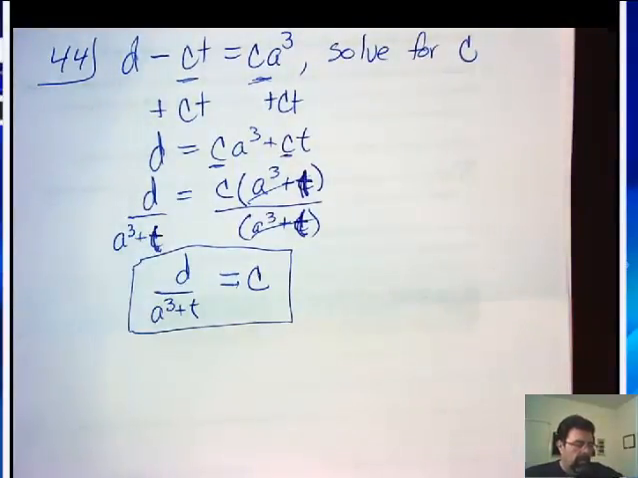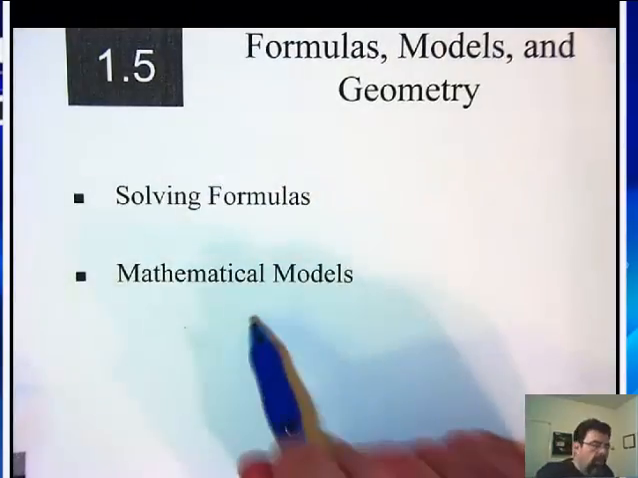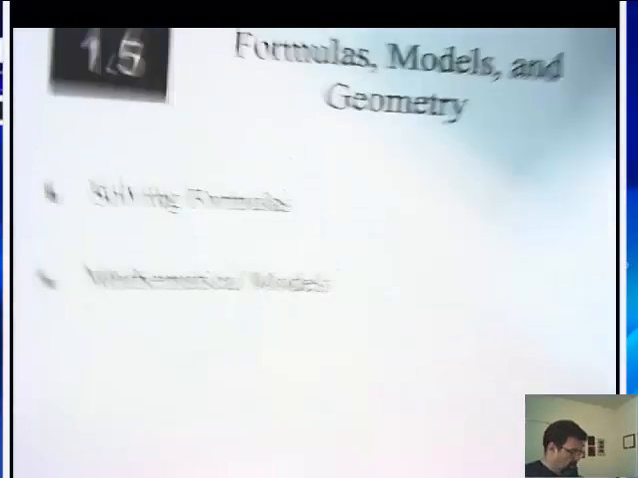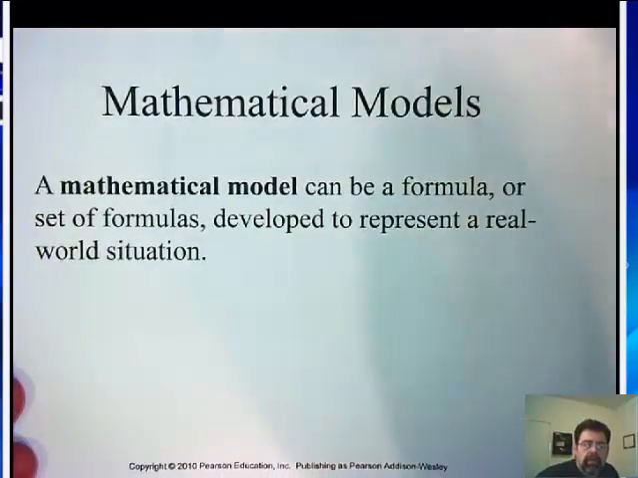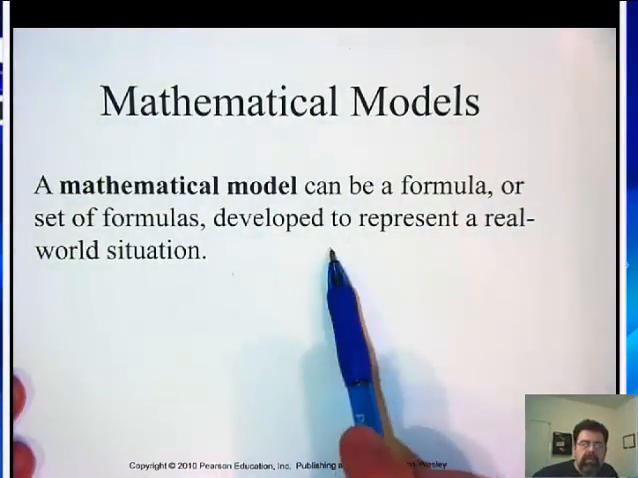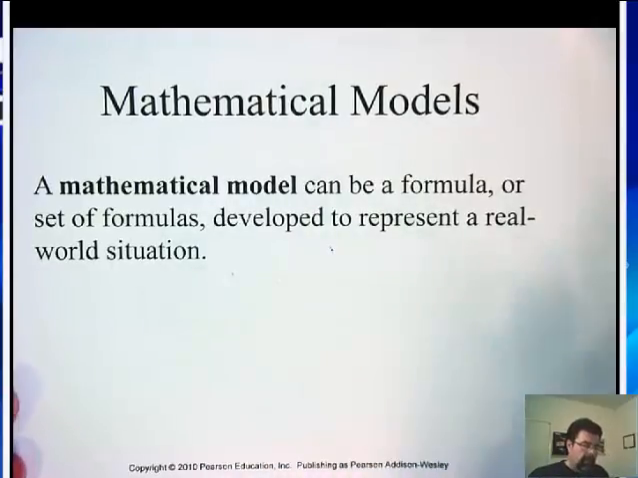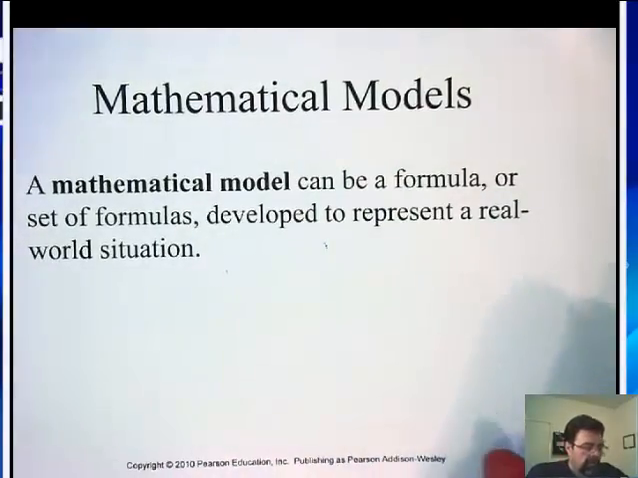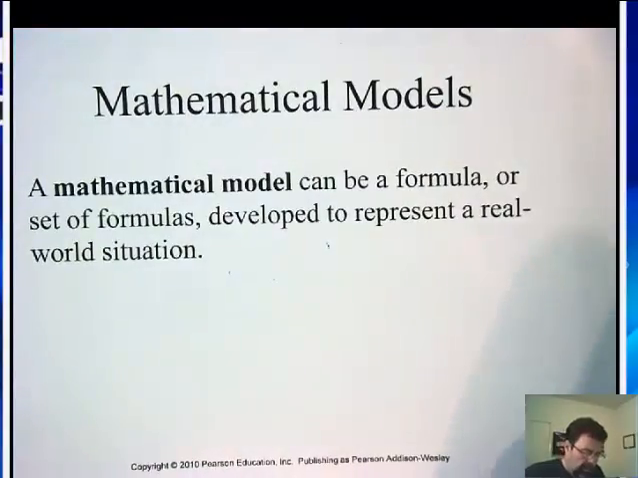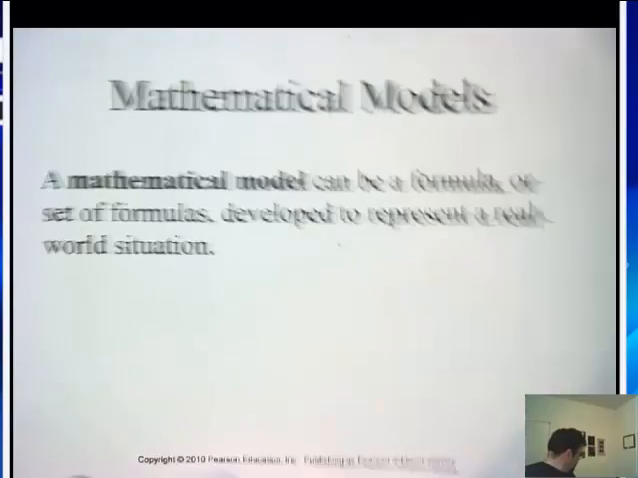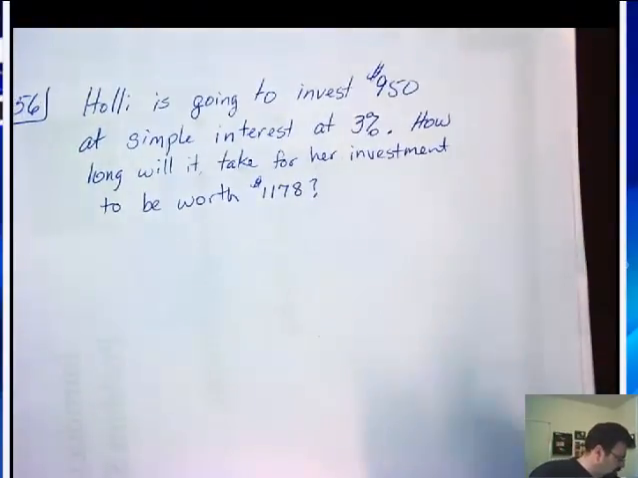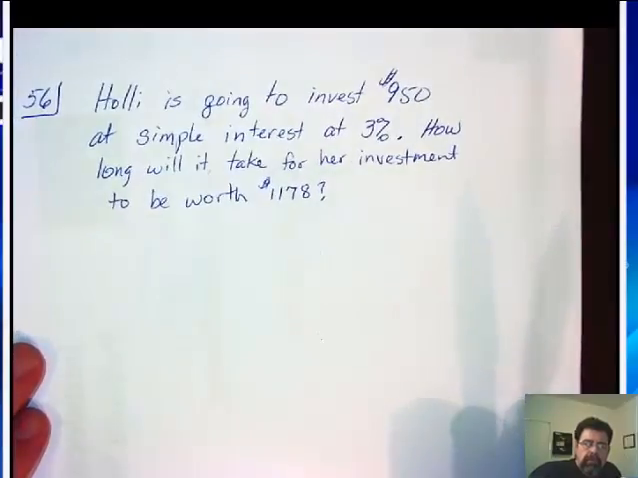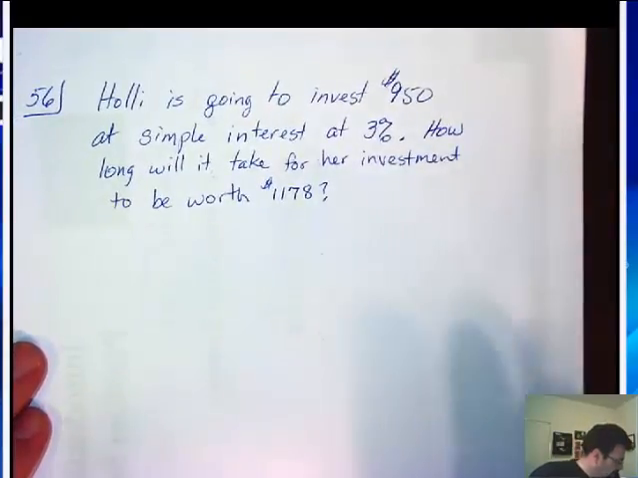All right. Now, covering mathematical models. A mathematical model is basically just a formula or a set of formulas developed to represent real world situations. So we can use formulas to try to solve things that we encounter in real life. That's called mathematical models. So basically word problems. So this one's number 56 from the book.